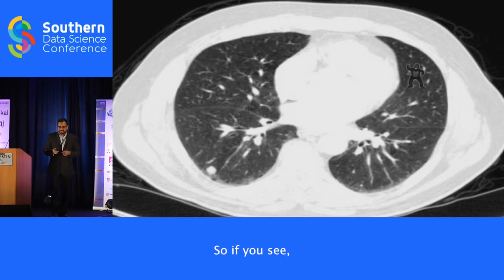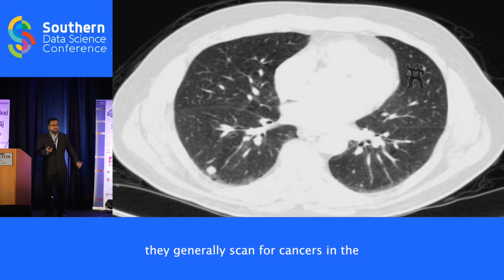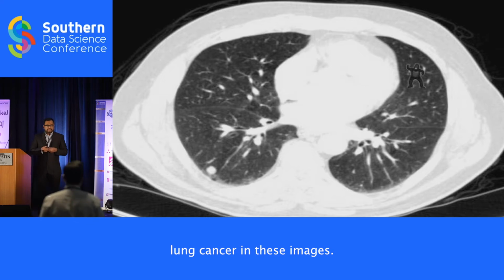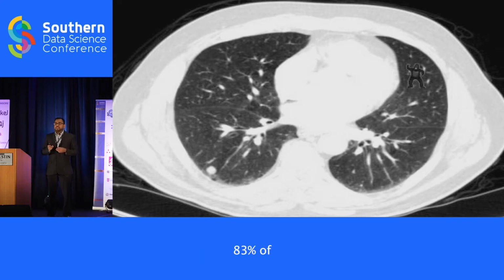Unfortunately there isn't a pointer, but if you look closely at the top right, you will see an angry gorilla in this image. This is a CT scan. An experiment was done, and this image was shown to multiple radiologists, who generally scan for cancers in CT scans. They were told to just find lung nodules, lung cancer in these images. And about 83% of the radiologists were not able to detect this angry gorilla, which is staring right in their faces. The reason is that we suffer from inattentional blindness.